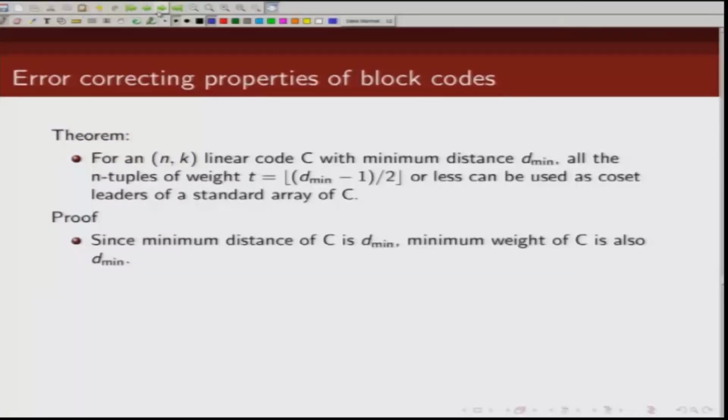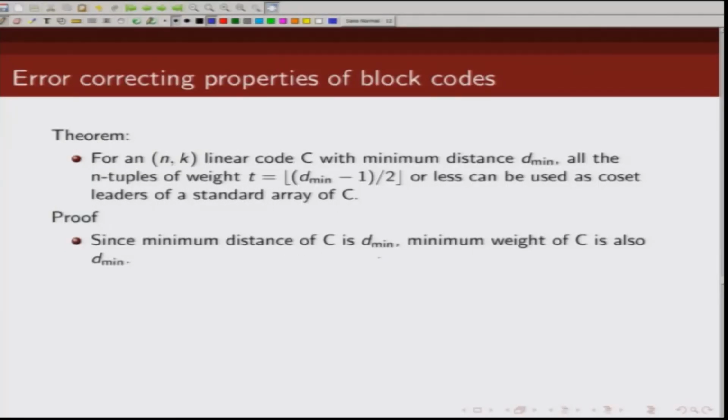Now, how does the method of contradiction work? We will say, let us say there are error patterns of weight up to t that are not coset leaders. So, we will assume a scenario where there are two such n tuples with weight up to t which are not coset leaders. In other words, they lie in the same coset or same row, and then later on we will show that that is not possible. So, that is how this method of contradiction will work.